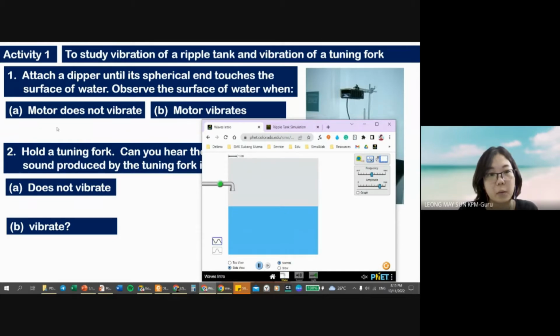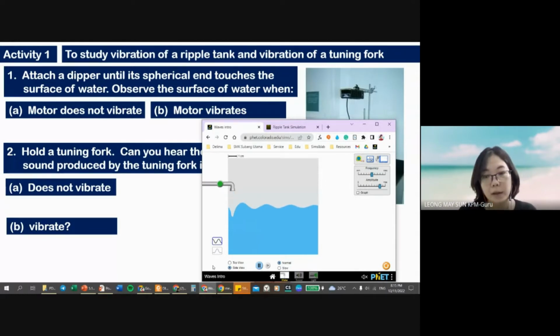Observe the surface of the water when the motor does not vibrate. Over here, we will see that the water is actually calm. When I let it vibrate, for example like this, what happens to the surface of the water? The surface of the water will have a sine shape. It looks like a wave from what you guys understand.